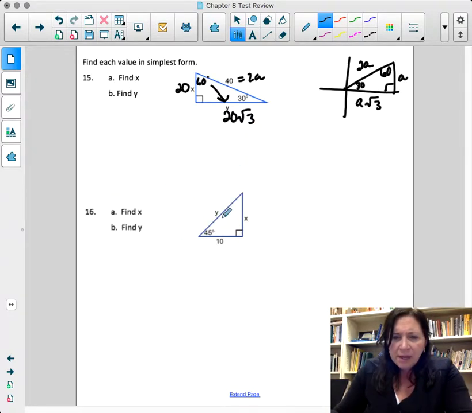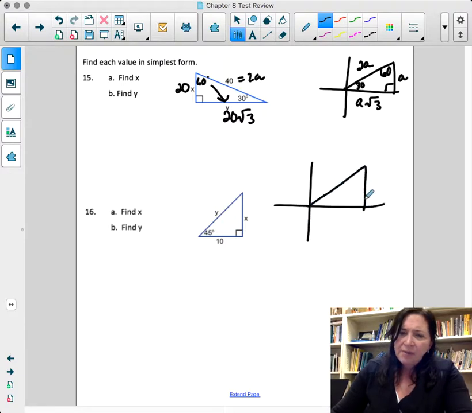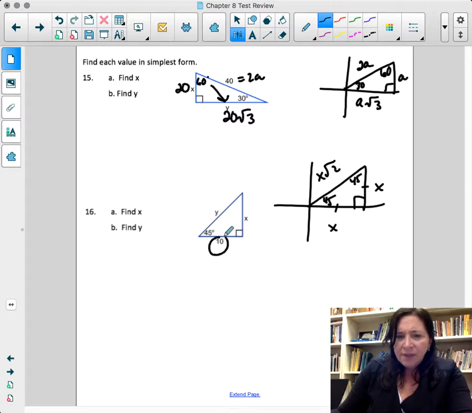For this one right here, it's a 45, 45, 90. And then again, a 45, 45, 90. We said x, x, x root 2. So if this is 10, then that's 10, 10, 10 root 2.